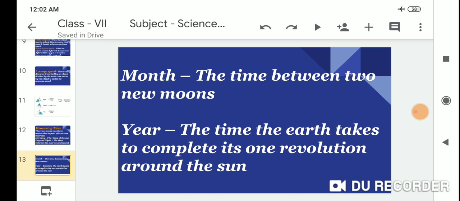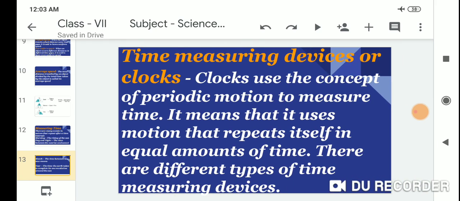Month: the time between two new moons is called a month. Year: the time the earth takes to complete one revolution around the sun is called a year.